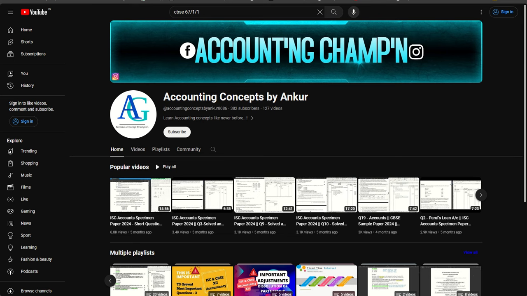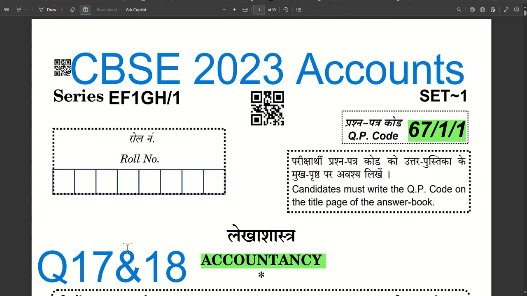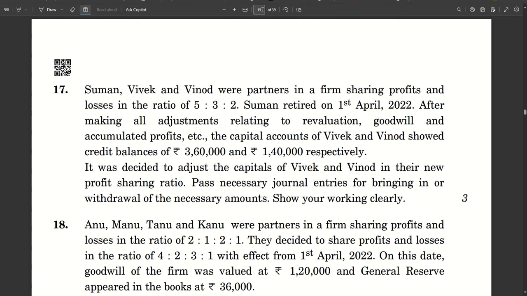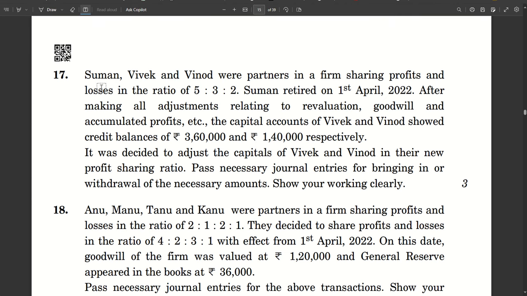Without further ado, let's get started. In today's video we're going to solve question number 17 and 18 for our ready reference. Question 17 is a sum on retirement. Suman, Vivek, and Vinod were partners in a firm sharing profits and losses in the ratio 5:3:2. Suman retired on 1st April 2022 after making all adjustments relating to revaluation, goodwill, and accumulated profits. The capital accounts of Vivek and Vinod showed credit balances of 3,60,000 and 1,40,000 respectively.